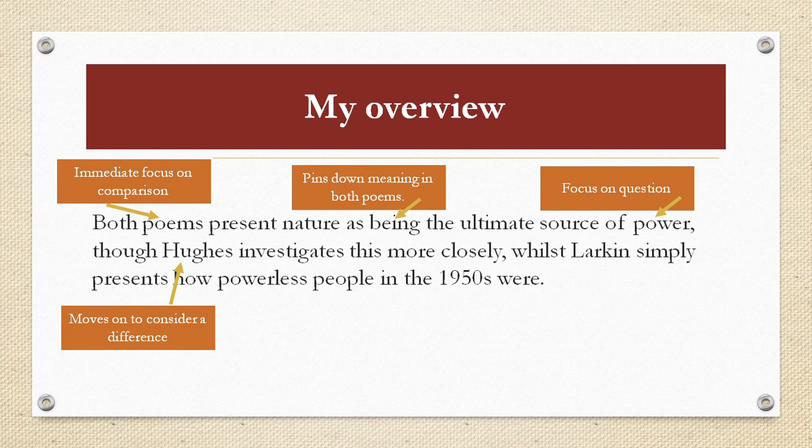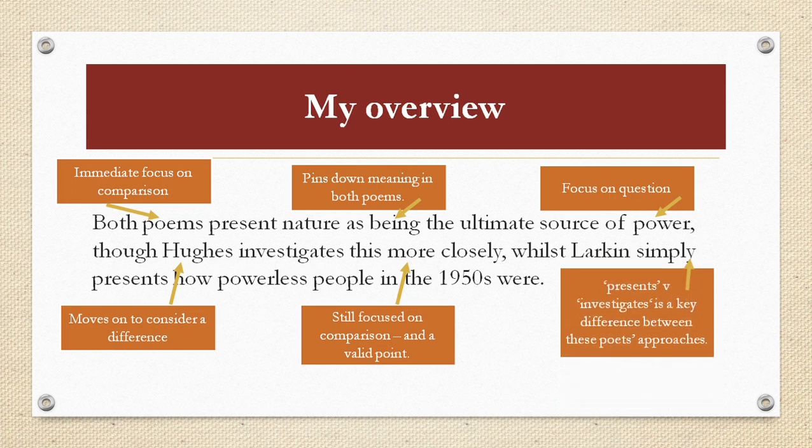We then move on to consider a difference. Remember, every similarity has a difference, and it's not very thorough or sustained if you say that both poets are exactly the same. There's always a difference. So Hughes investigates this more closely. Yes, he does. He does investigate power and nature and whether it's a good thing. It's still focused on comparison by saying more closely. So we're still comparing. And then we've got a kind of key difference between the two poems.